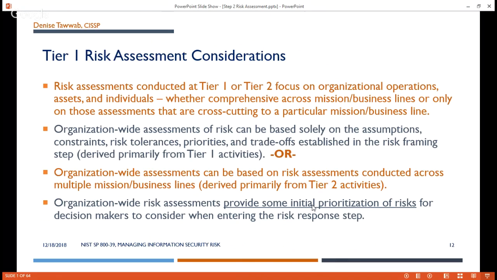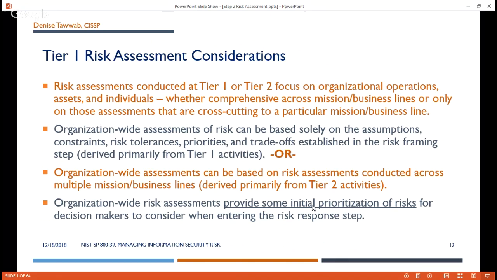Organization-wide assessments of risk can be based solely on the assumptions, constraints, risk tolerances, priorities, and trade-offs established in the risk framing step. And again, if you haven't listened to that video, I would suggest that you do so before continuing this one. And all of those things are derived primarily from tier 1 activities. Organization-wide risk assessments can be based on risk assessments that are conducted across multiple business lines and derived primarily from Tier 2 activities, and that's your mission business process level. The organization-wide risk assessments provide some initial prioritization of risk for your decision makers to consider when entering the risk response step.